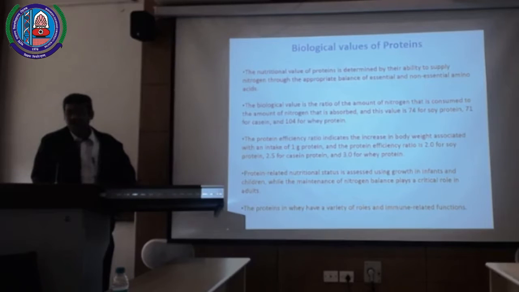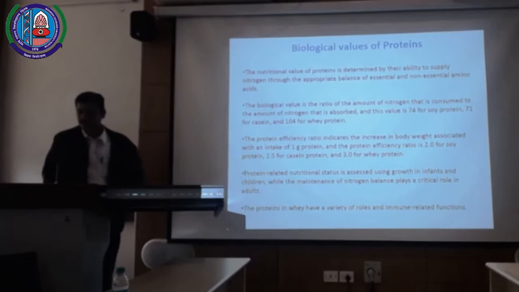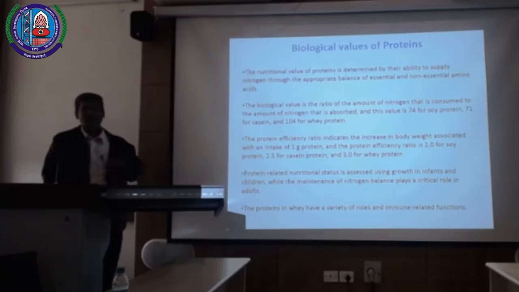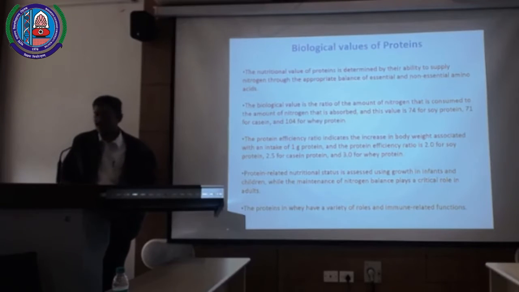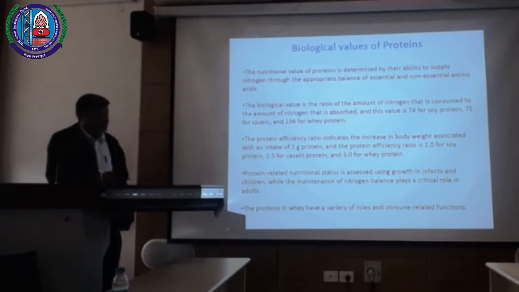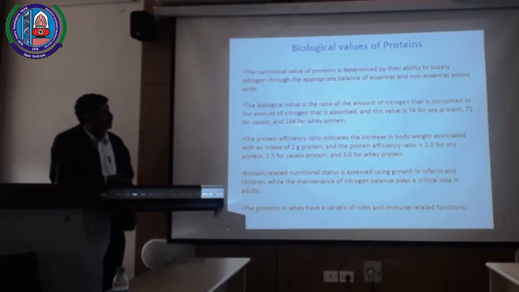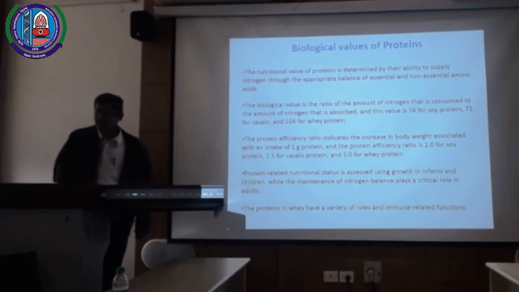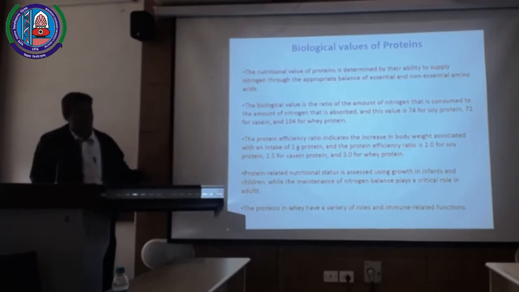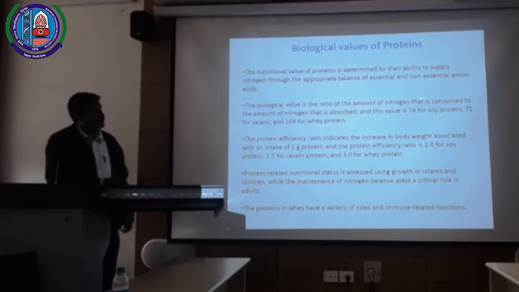So what are the biological values of the protein in that? Biological value is basically how the essential and non-essential amino acids are derived. I showed you the protein efficiency ratio. You can see the biological value for soy protein is 74, casein is 104. It means the amount of nitrogen consumed compared to the amount of nitrogen absorbed. In comparison, whey protein is much higher than soy protein.